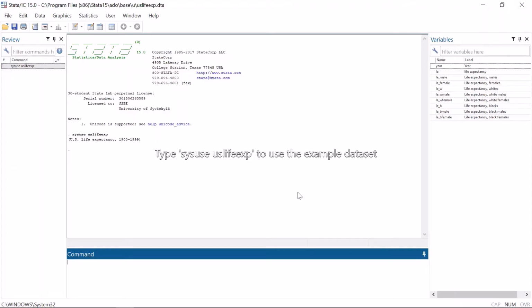Hello once again and welcome to the Stata learning video on graphs. In this video we go through the most common graph types: line graph, scatter graph and histogram. Drawing these figures is very easy in Stata.